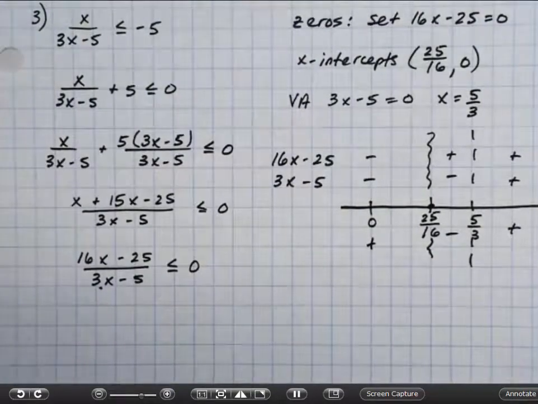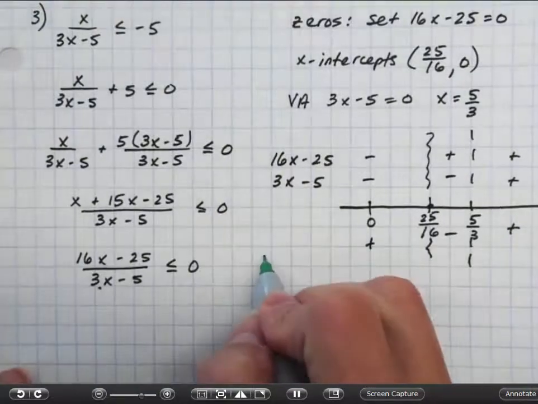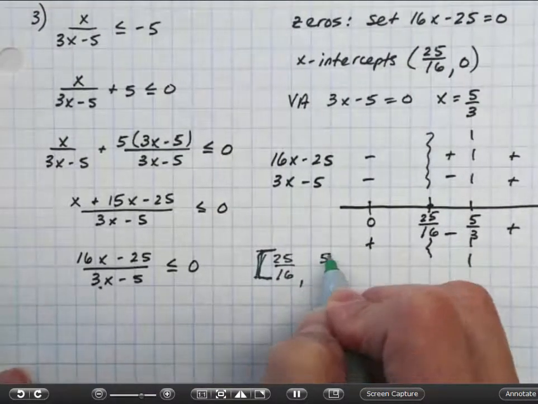Okay, so what am I looking for? I'm looking for where am I going to be less than or equal to 0? Between 25/16, if you said including, and 5/3, not included because it's a vertical asymptote.